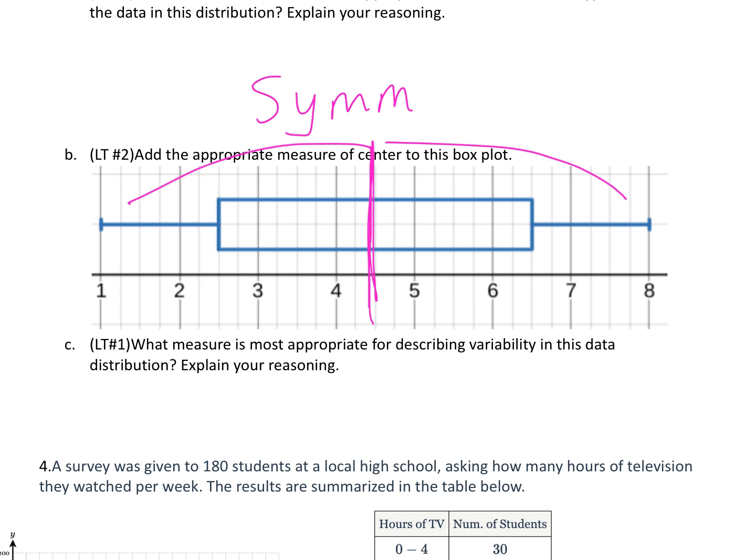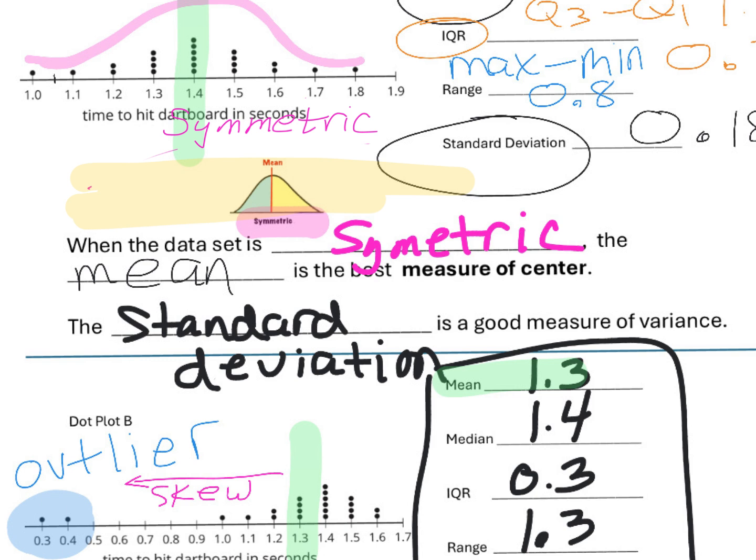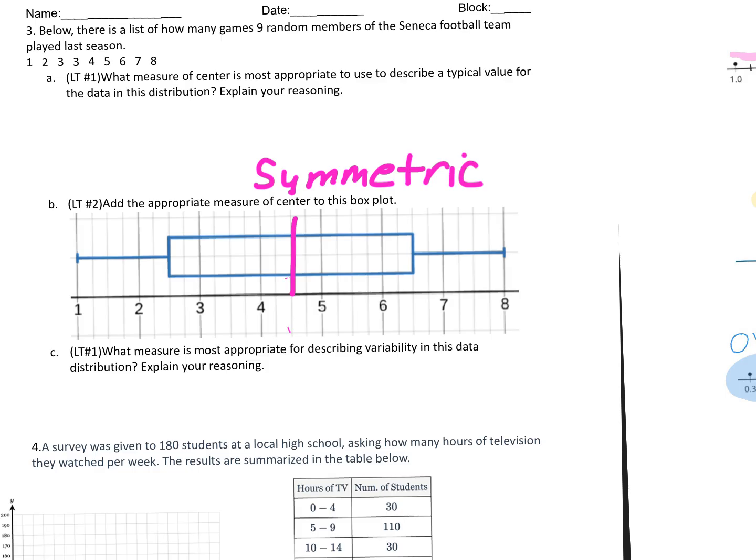So when they are symmetric, remember which data set you use. I'm going to return here to my cheat sheet. So see where it says if it's symmetric, you use the mean as the best measure of center. So since this data set is pretty symmetric, that means that the best measure of center is going to be the mean. And where it says explain your reasoning, you don't need to write me a whole bunch of information. You can just tell me that your reason is that this is a symmetric data set.